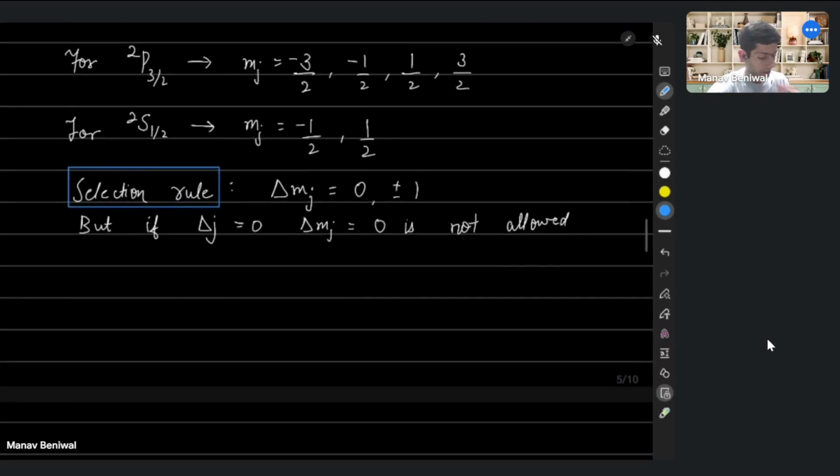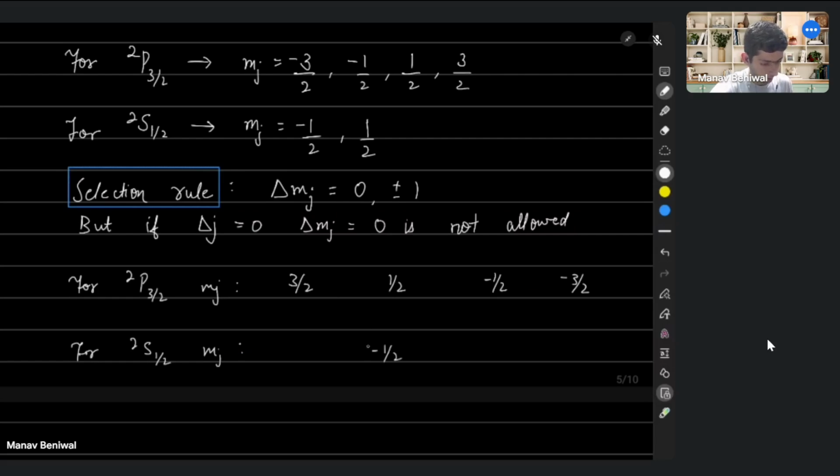Okay, so let us write all these values. For 2p3/2, our mj will be, let's write from highest to lowest, 3/2, 1/2, minus 1/2 and minus 3/2. For 2s1/2, mj's will be, again from biggest to smallest, half and minus half, these are the only two.